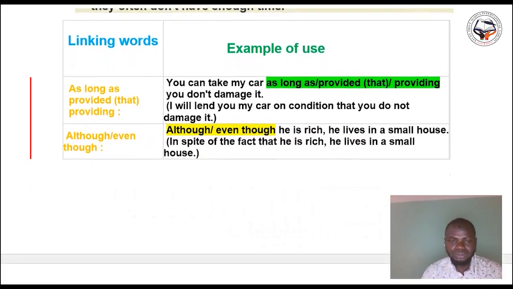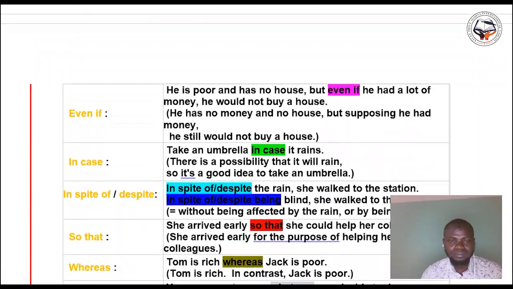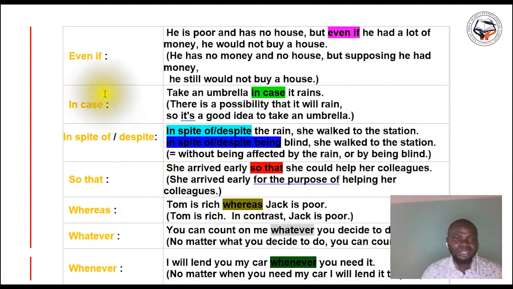Okay, we continue. Now, even if is another linking word. Example: he is poor and has no house, but even if he had a lot of money, he would not buy a house.